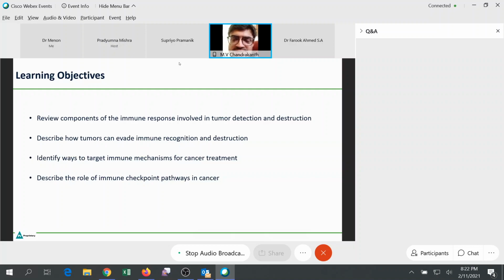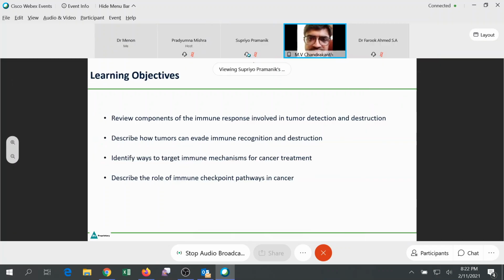Today's learning objectives in the presentation are: what are the components of our immune system, and how our immune system is equipped to detect and eliminate cancers. Secondly, how to describe how tumors can evade immune recognition and destruction. And then identify ways to target immune mechanisms for cancer treatment, and describe the role of immune checkpoint pathways in cancer. Next slide.